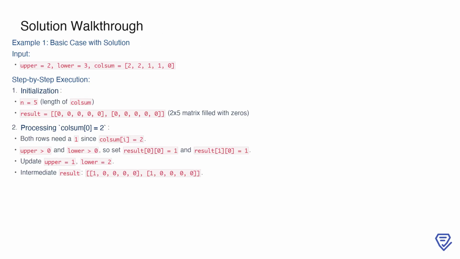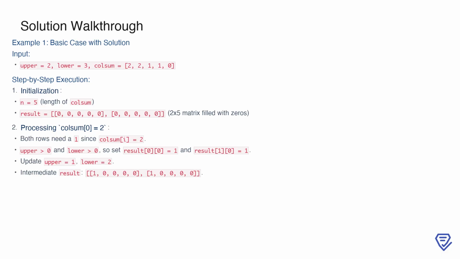In this example, we start with the input values: upper is 2, lower is 3, and colsum is [2, 2, 1, 1, 0]. First, we initialize the variables. The length of colsum, n, is 5, and we create a 2x5 matrix called result, filled with zeros.